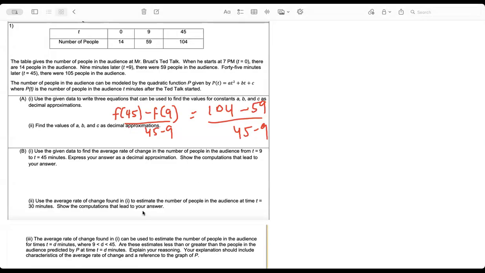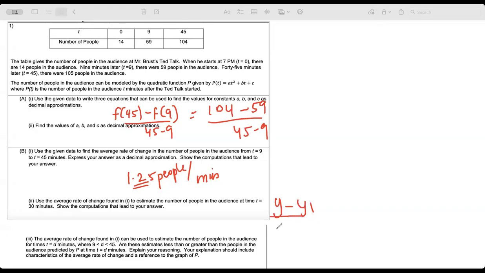Use the average rate of change found in the estimate to, so this is the 1.25, right? People per minute, 1.25, what is that? Yeah, people per minute, right? People per minute, correct. Now use the average rate of change found to estimate the number of people in the audience at time t equal to 30 minutes. Okay, so y minus y1 by x minus x1 will be equal to 1.25. That is a slope actually.